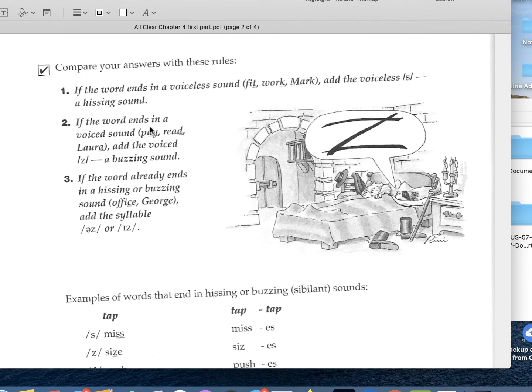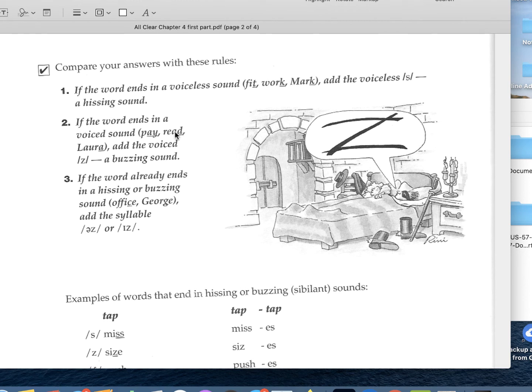Now, rule number 1 for word endings with S, okay, is if the word ends in a voiceless sound, t, k, see that? T, k, add the voiceless S, a hissing sound. So if it's already voiceless, t, k, okay, then you can just add the S, and you're going to pronounce the S as a hissing sound.